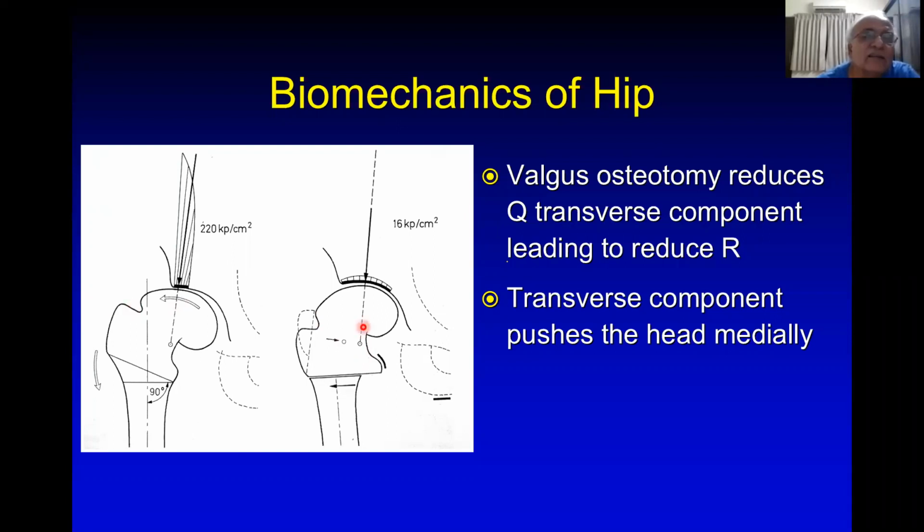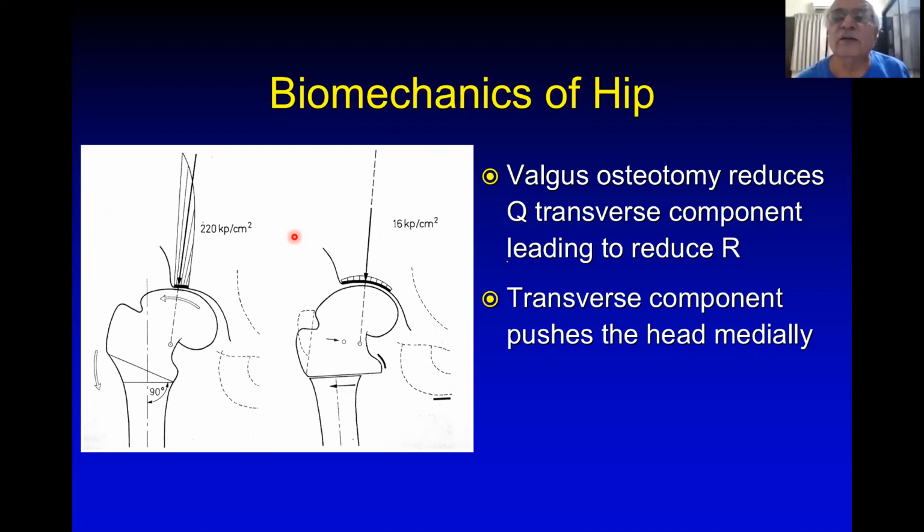And look at the trochanter. Trochanter has shifted. So even though it was a valgus type of osteotomy, the abductor lever arm has changed a little bit, not major. But here, most important, R has shifted medially, and that's why you get an increased surface area. This is a usually large head, which you are going to accommodate inside. So this is known as Pauwel 2. It is a valgus osteotomy, reduction in Q transverse component leading to reduction in R.